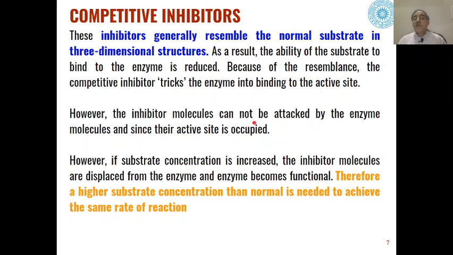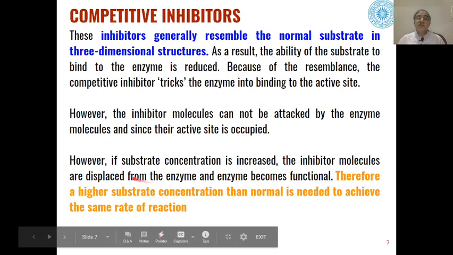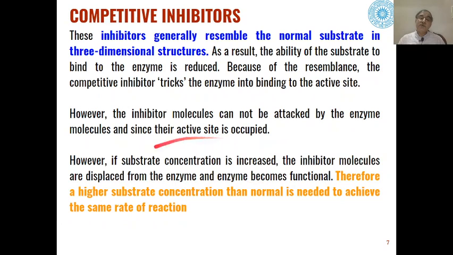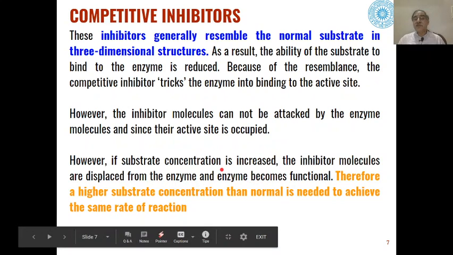The inhibitor molecules cannot be attacked by enzyme molecules, and since the active site is occupied, if the substrate concentration is increased, then the inhibitor molecules are displaced from the enzyme and the enzyme becomes functional. So as I have told you, that is why this is a reversible phenomenon. So a higher substrate concentration than under normal circumstances is needed to achieve the same rate of the reaction.